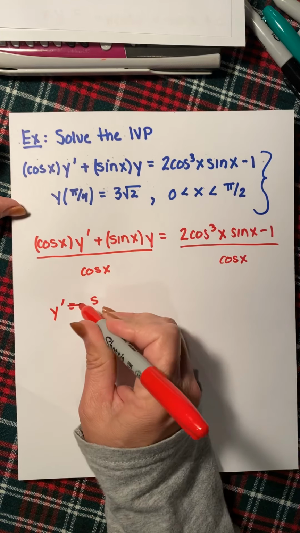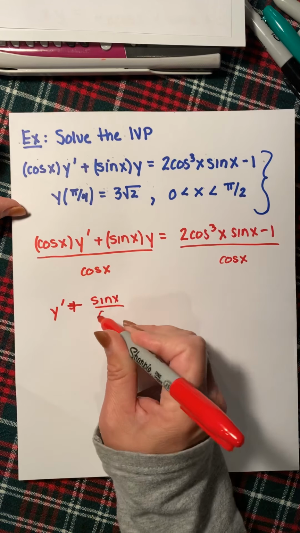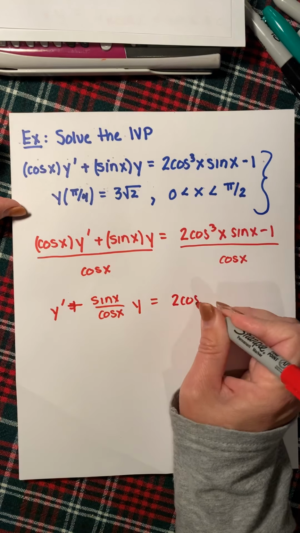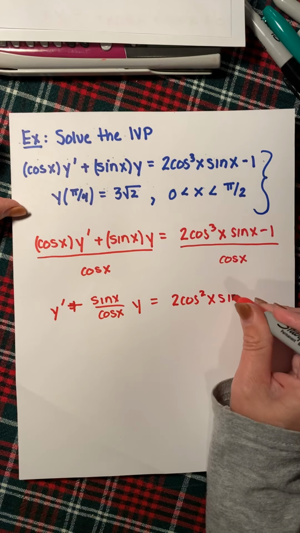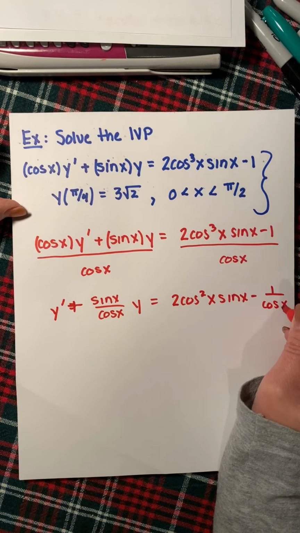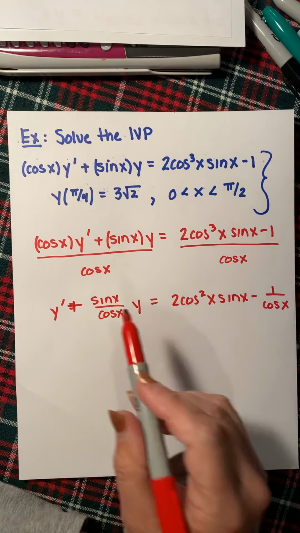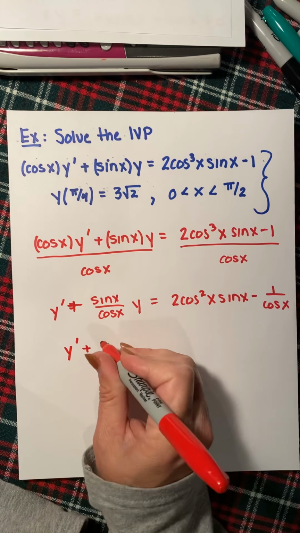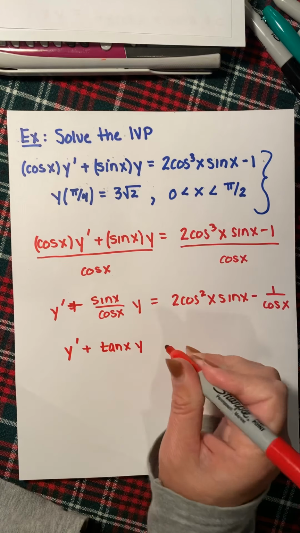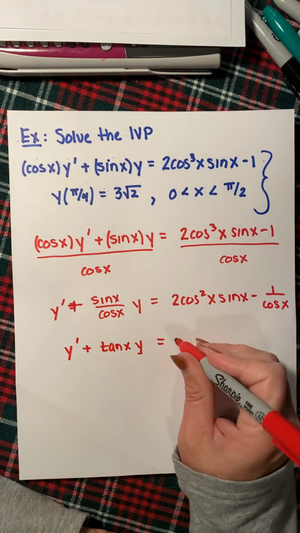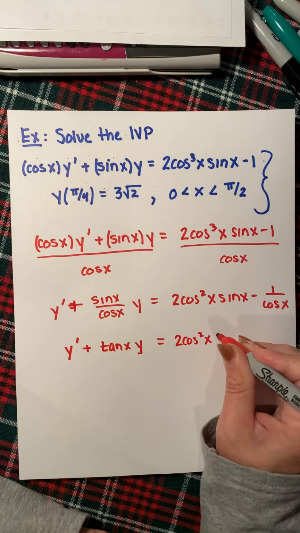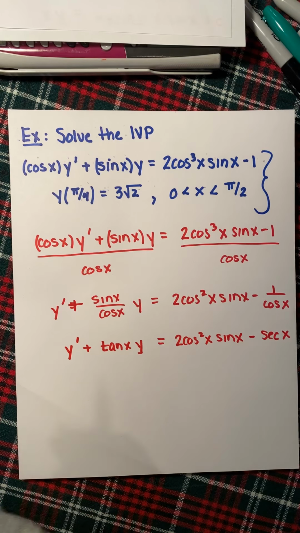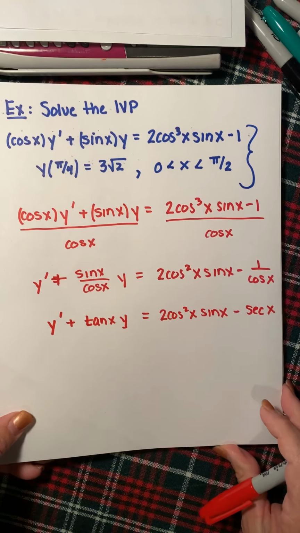Sine of x plus over the cosine of x times y equals, well, we have 3 cosines here and 1 here, so this just becomes 2 cosine squared of x times the sine of x minus 1 over the cosine of x. I'm going to clean this up a little bit. Sine over cosine is just the tangent, so we're going to have y prime plus the tangent of x times y is equal to, I can't do much here, 2 cosine squared of x, sine of x, minus, I'm going to just call this the secant of x for now. Looks nicer. All right, so now we have it in the perfect form.